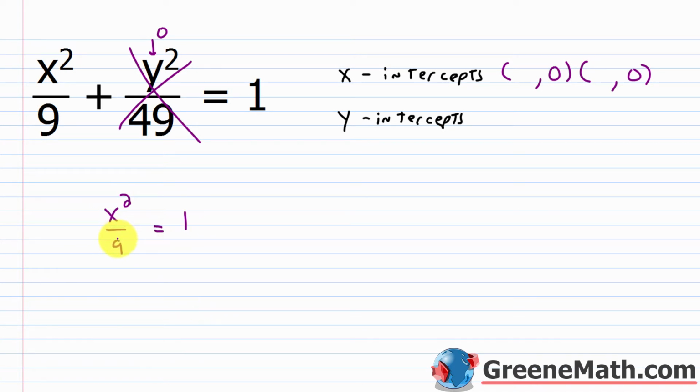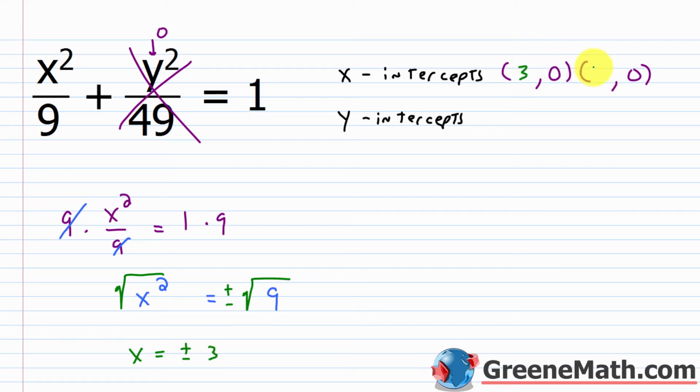I multiply both sides of the equation by 9. And we know that this would cancel with this. And I have x squared is equal to 9. Now, to solve this for x, I take the square root of this side. I take plus or minus the square root of this side. And I get that x is equal to plus or minus 3. So the x values when y is 0 would be positive 3 and negative 3.